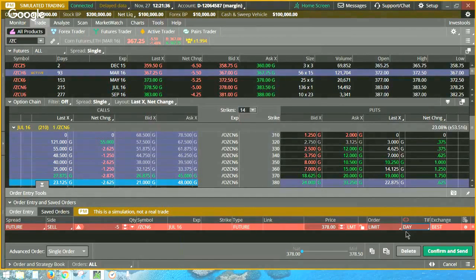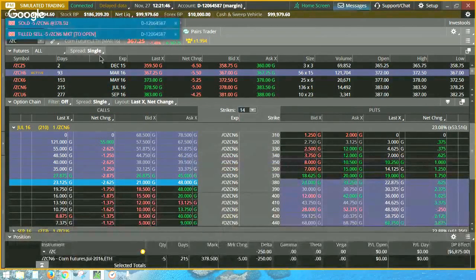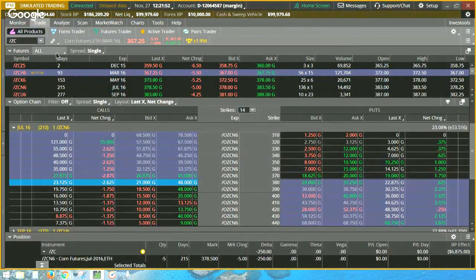So if it doesn't execute today, it'll sit there and wait until the price gets there. If it doesn't get there, of course, you're not going to ever get bought in. So let's just do a market order, confirm it, send it. Probably going to get rejected. Oh no, we sold. So there we go. We sold short 5 contracts there, and now we're going to buy the at the money call.